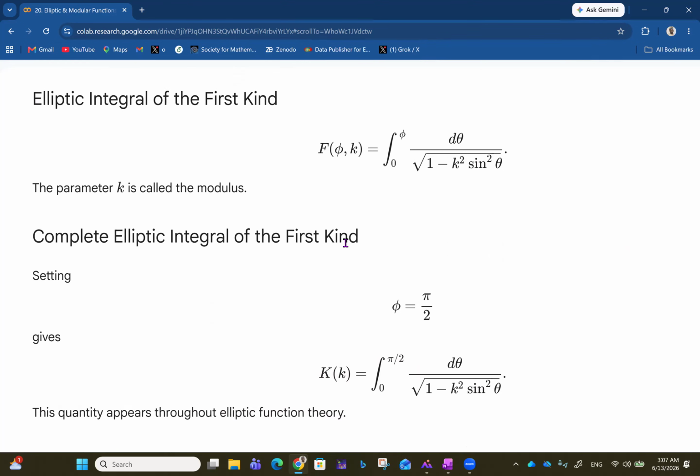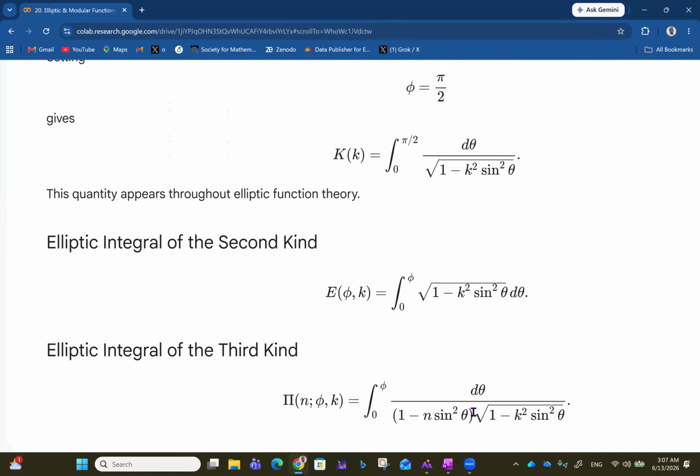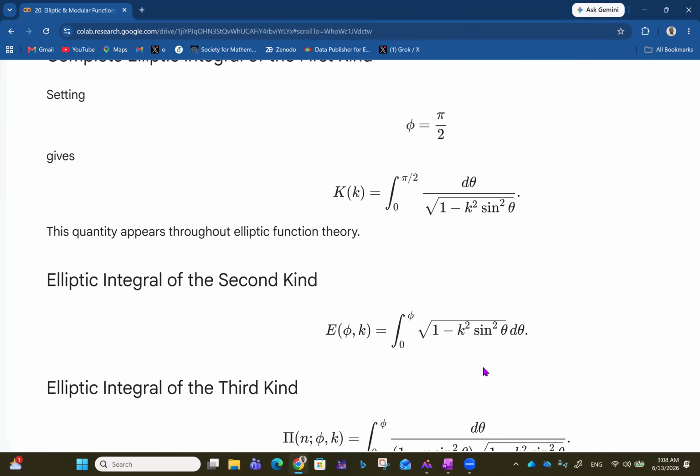And then we have the complete elliptic integral of the first kind. If we set phi to be pi over 2, that gives us K of k equal to the integral from 0 to pi over 2 of d theta over the square root of 1 minus k squared sine squared theta. This quantity appears throughout elliptic function theory. Then we move on to the elliptic integral of the second kind, E of phi comma k, the integral from 0 to phi of the square root of 1 minus k squared sine squared theta d theta. So instead of having this as a reciprocal, we have it like that.